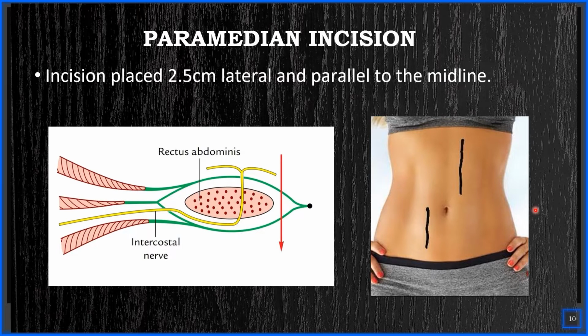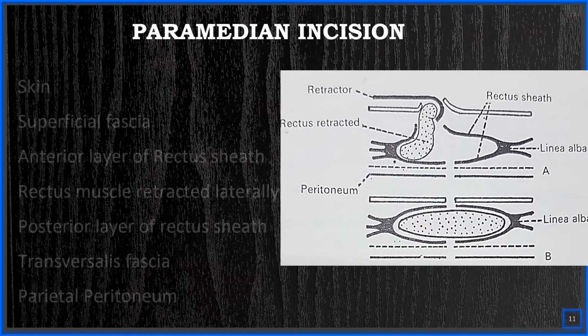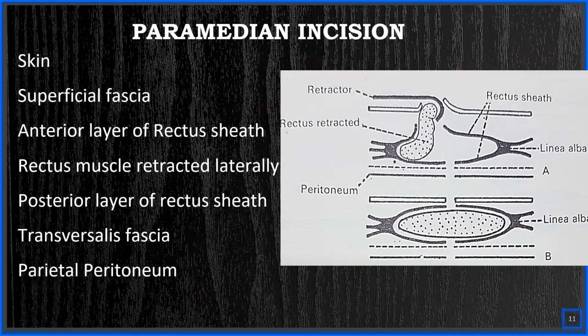So it is an incision that is placed 2.5 centimeters lateral and parallel to the midline. The structures that are cut through in paramedian incision. So we always start with skin, superficial fascia. Then you have the anterior layer of rectus sheath. This is the anterior layer of rectus sheath. The rectus muscle is not cut. Rectus muscle is retracted laterally. This is a retractor. It is retracted laterally.